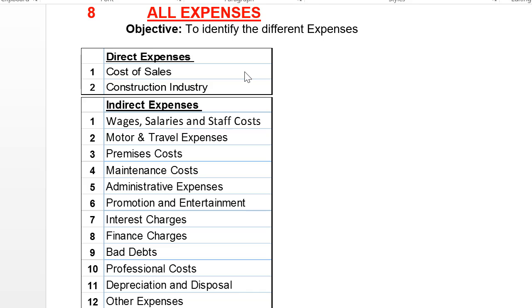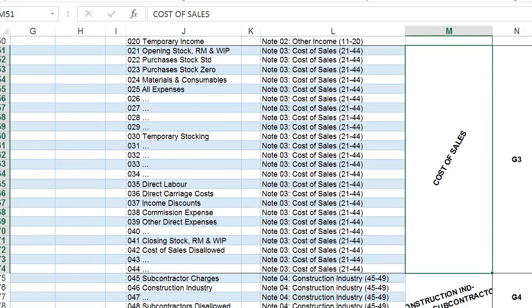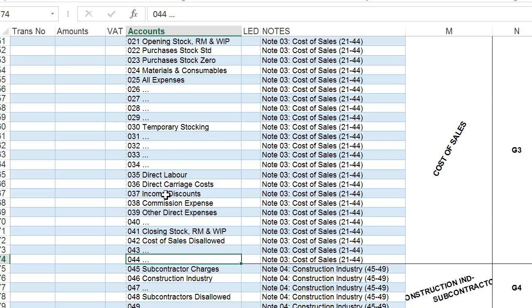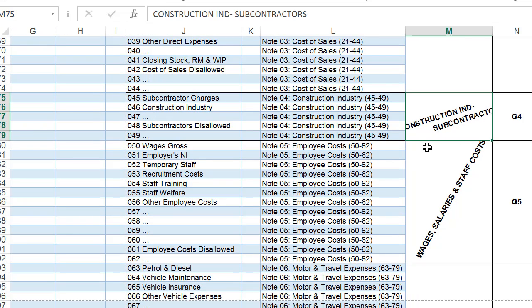However, because of the new acceptance, we're able to record all of them under one expense account, which is account number 25, as we're going to see on this chart of accounts. Briefly, chart of accounts, we said, is the layout of accounts in the general ledger in the software. Now, accounts 1 up to 20 is for incomes, and then 21 up to 44 is for cost of sales, as you can see. Then 45 to 49 is for the construction industry or subcontractors.